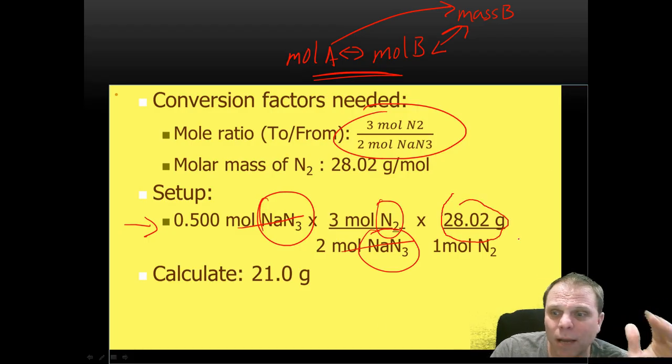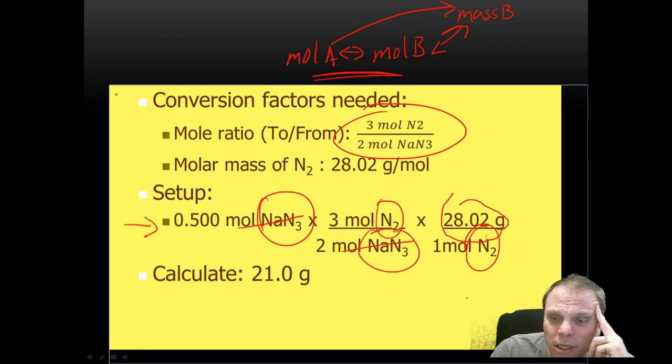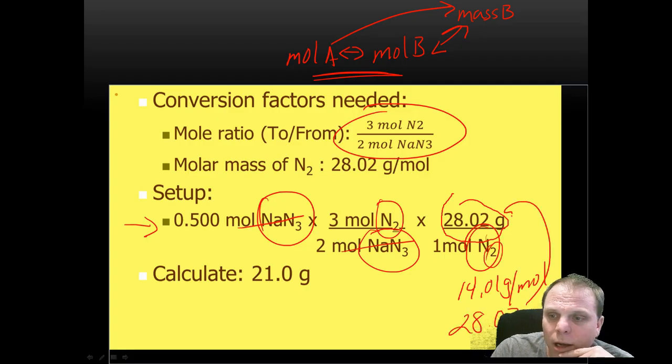I go on the periodic table and I say, oh, well, nitrogen is 14.01 grams per mole. And of course, I've got N2, so I've got to double that and I get 28.02. So that's where that number comes from. And then you just calculate. 0.5 times 3 divided by 2 times 28.02 gives you 21.0 grams.